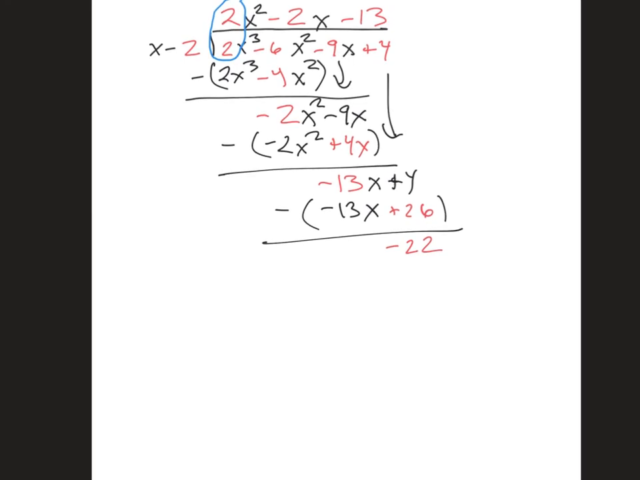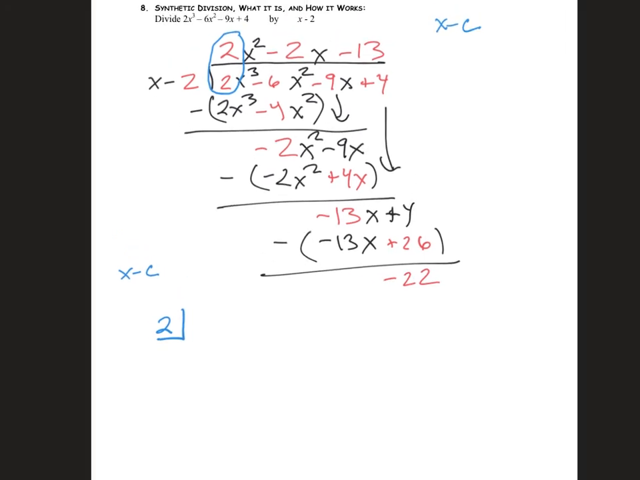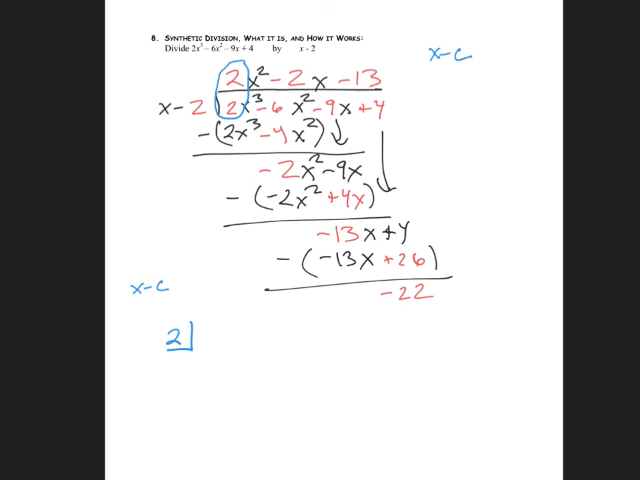Okay, so here's the algorithm. First thing I'm going to do is, remember, it has to be of the form x minus c. So I'm going to put my c on the outside. So my c in this case is 2. And then I'm going to put the coefficients, and if there's a missing degree, you've got to put a 0. So the coefficients in descending order of my dividend. So in this case, I've got 2, -6, -9, and 4. And the first step in this algorithm is to bring down that first leading coefficient. Bring down the 2.